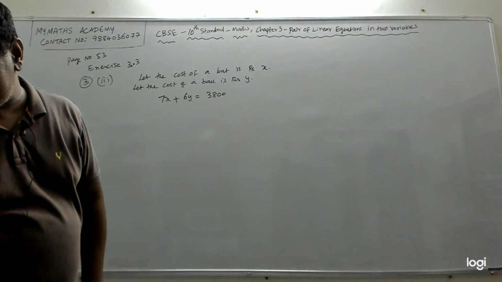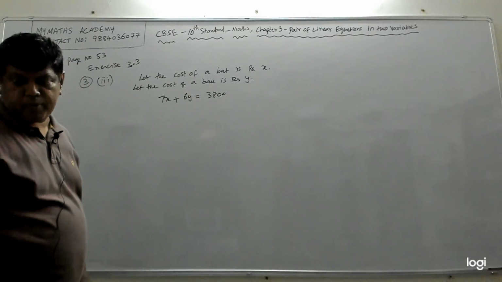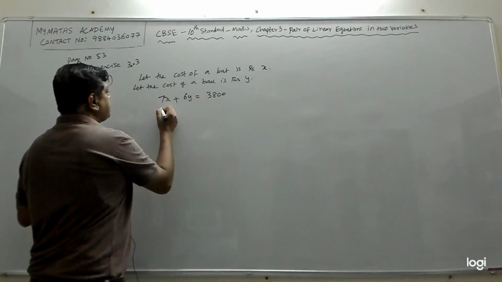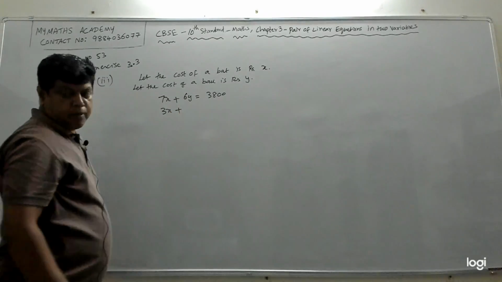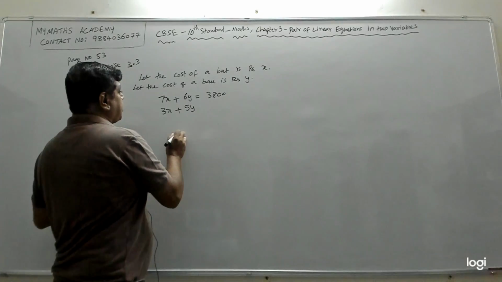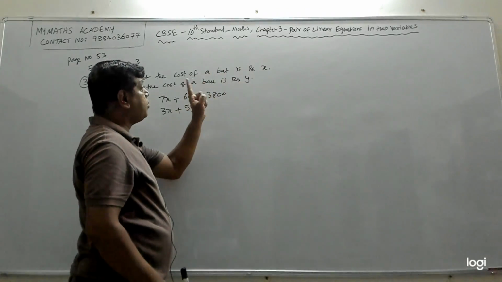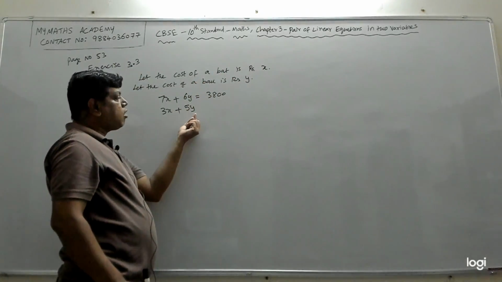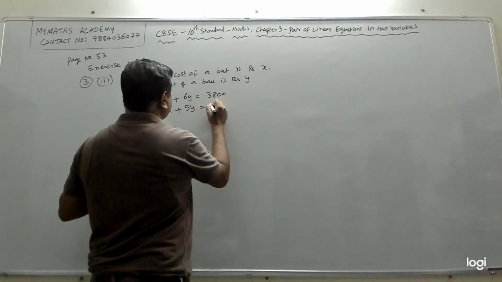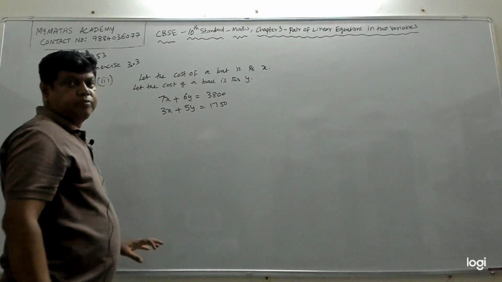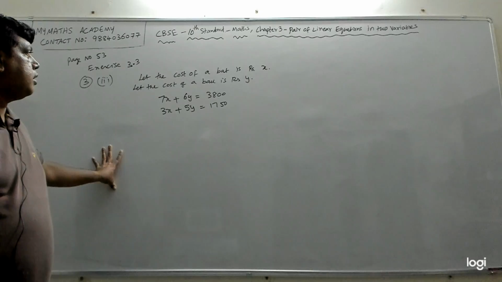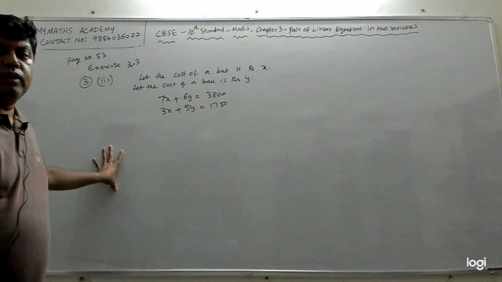Then again later she goes and buys the same kind of bat and ball. She buys 3 bats, which means the cost is 3x, plus how many balls? 5 balls. So the cost of 5 balls will be 5 into y, because the cost of 1 bat is x and the cost of 1 ball is y. If I am buying 5 balls, then the cost is 5y, and this amounts to 1,750. Now we need to find the cost of 1 bat and 1 ball using the substitution method.